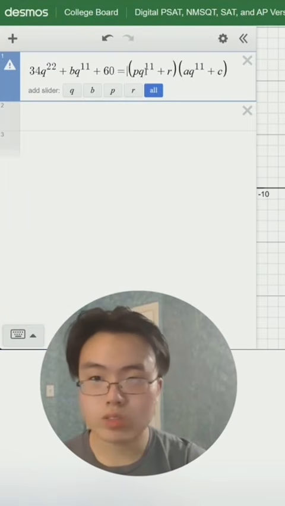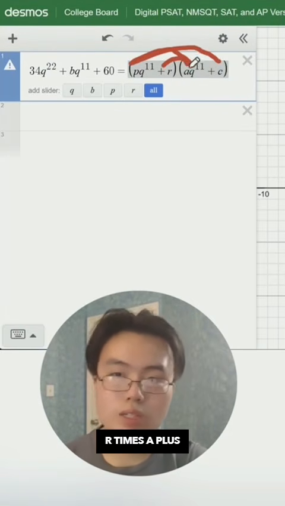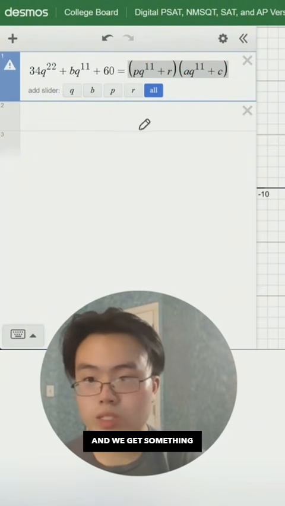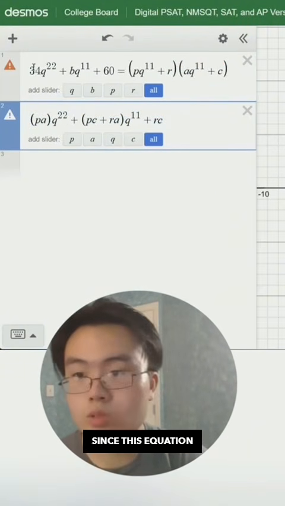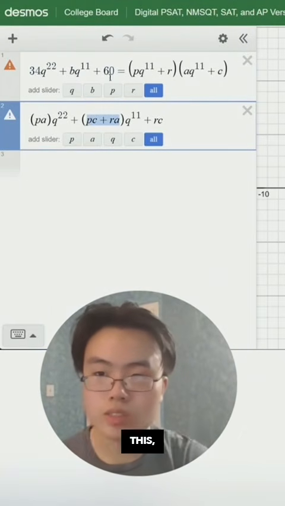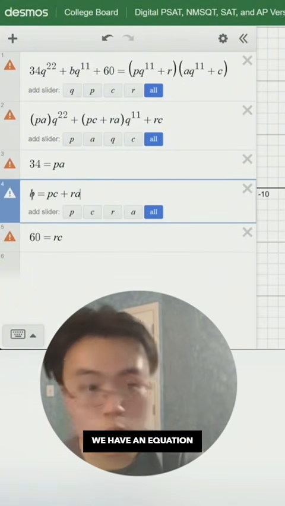Right, so let's first FOIL all this out. We can do p times a plus p times c plus r times a plus r times c, right, foiling, and then we can combine like terms and we get something like this. And you notice since this equation has to equal this equation, we can see that 34 must equal pa, and b must equal this, and 60 must equal that, because they're in the exact same spots, right? So let's write that in equation form. Once you do that, we have an equation for b now.